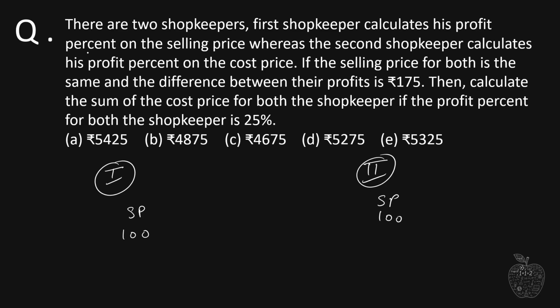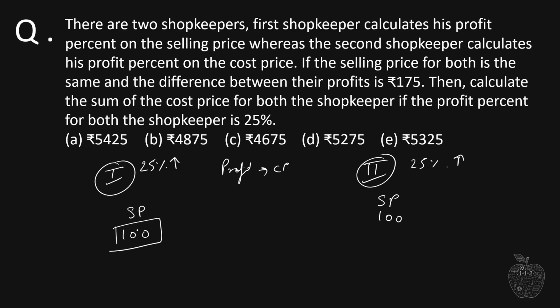Now the question is telling us that the first shopkeeper calculates his profit percent on the selling price, whereas the second shopkeeper calculates his profit percent on the cost price. If you know the basic principle, the profit is always calculated on the cost price. But shopkeeper number 1 is calculating his profit on the selling price. The profit percent for both shopkeepers is 25%, but the catch here is that he's calculating his profit on the selling price.